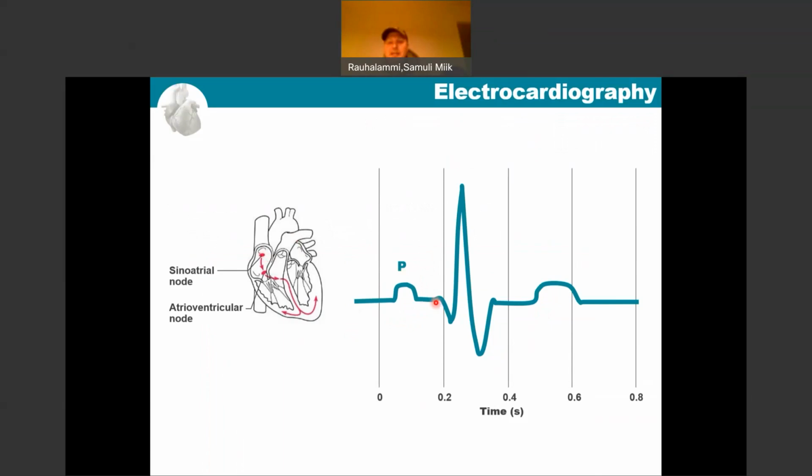Following that, you will see a set of three spikes. This is known as our QRS complex, so Q, R, and S spikes. During the QRS complex, the ventricles now become depolarized and atria repolarizes. And finally, this is followed by T wave, which tells us that now our ventricles have repolarized.